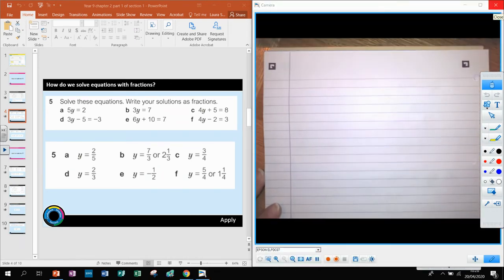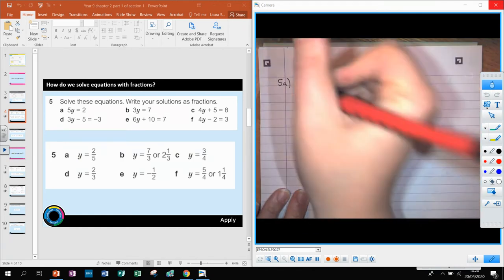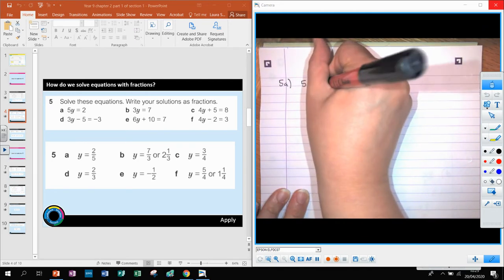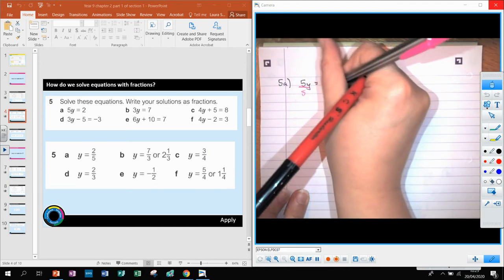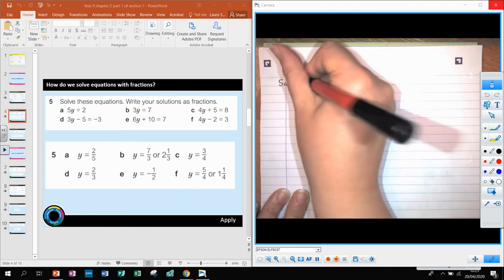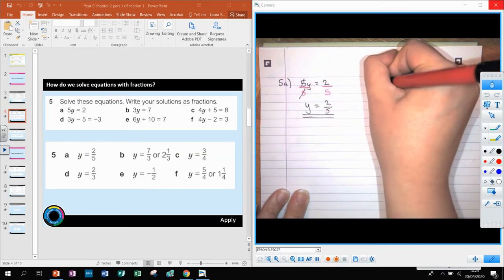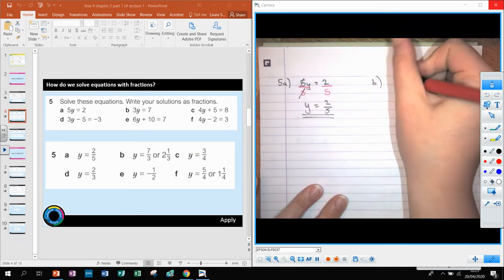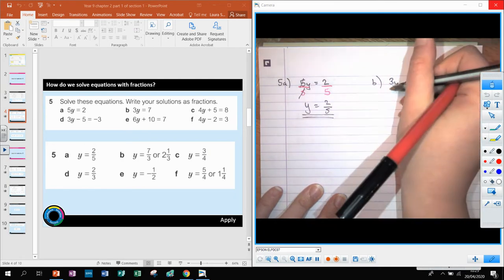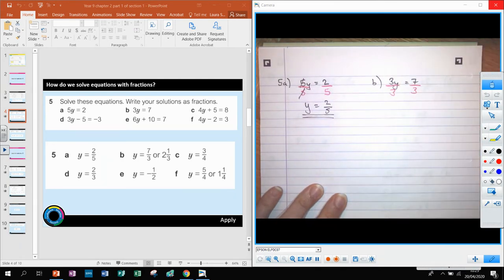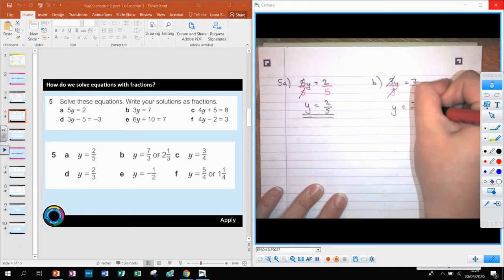Okay, so in question 5a, we had 5y is equal to 2. We needed to divide both sides by 5, and that gave us y is equal to 2/5. Final answer. Okay, for part B, we had 3y equals 7. We divide both sides by 3, and that will cancel out and give us y is equal to 7 over 3.